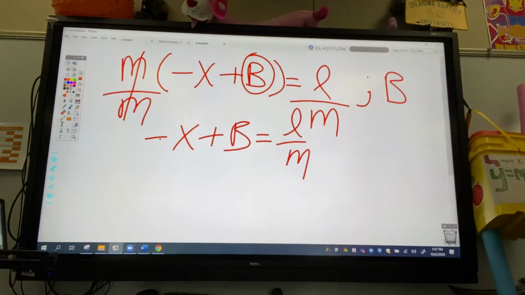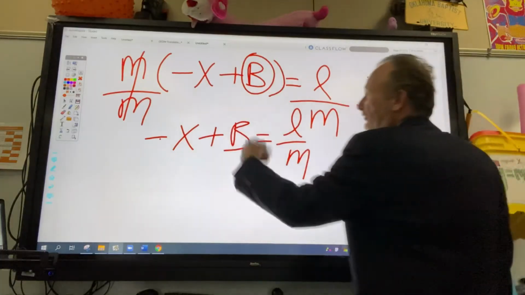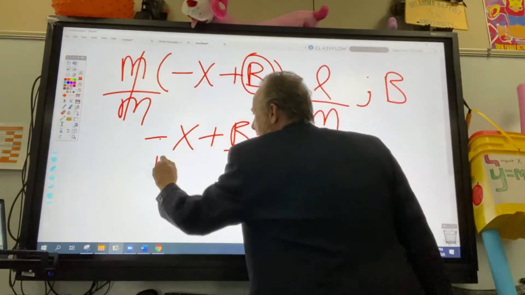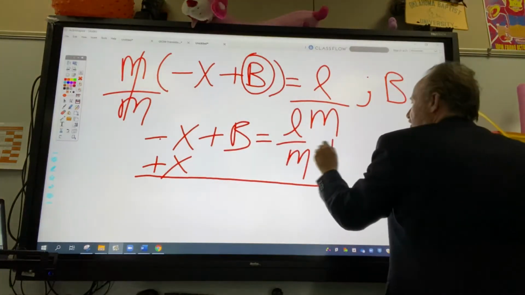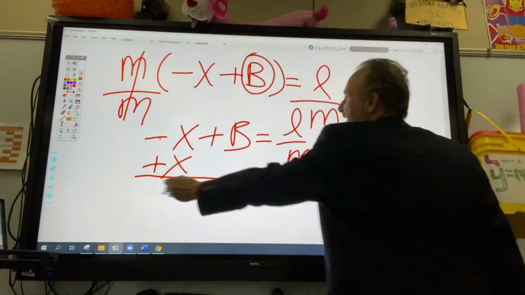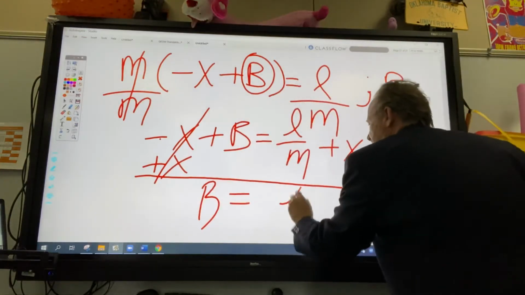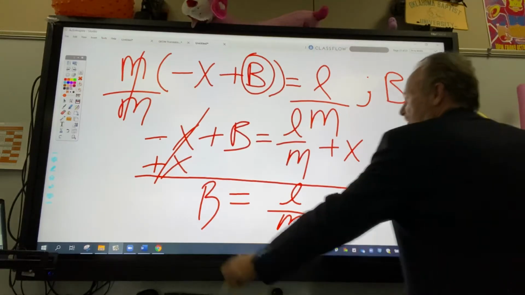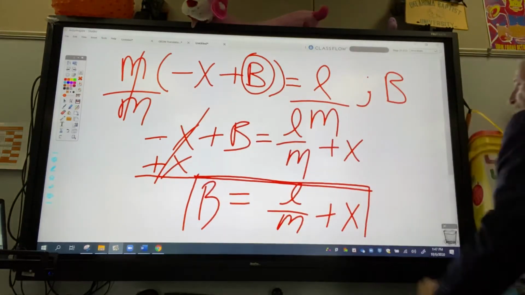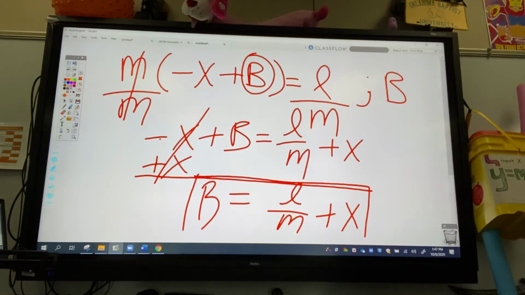Now remember, I'm solving for b. So what am I getting rid of next? The negative x. Well, if that's minus x, then I'm going to add x. What you do on one side, you got to do on the other. That cancels out, and I get b equals, well, let's see, L over m plus x. Boom, bada, bing. Wasn't a single number in there, but we solved it all out, zeroing out and oneing out.